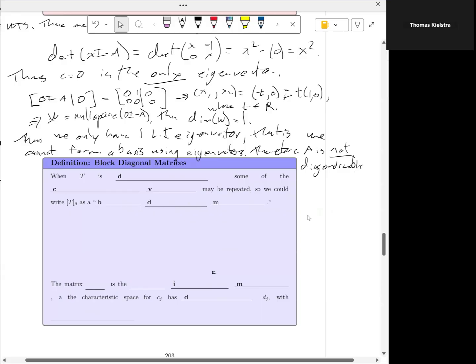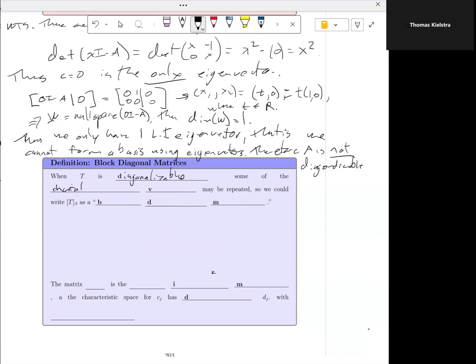Now, what was our condition that we eventually got to that was our if and only if condition for diagonalizability? To develop this if and only if condition, we're going to take advantage of something called a block diagonal matrix. When T is diagonalizable, some of the characteristic values may be repeated. So we can write T beta as a block diagonal matrix.